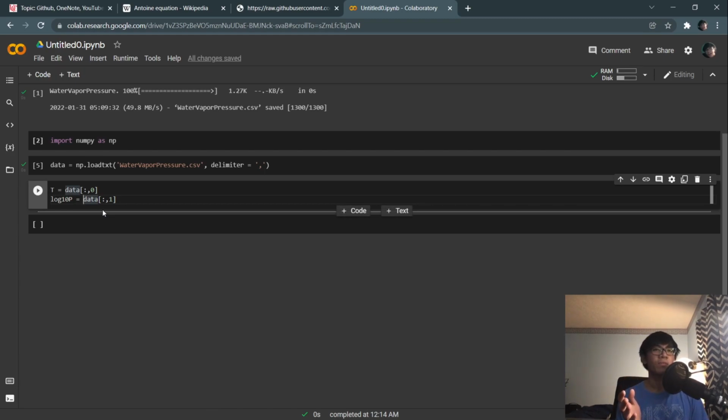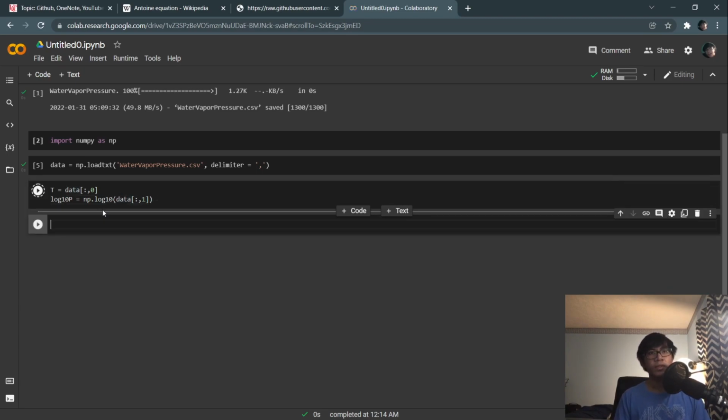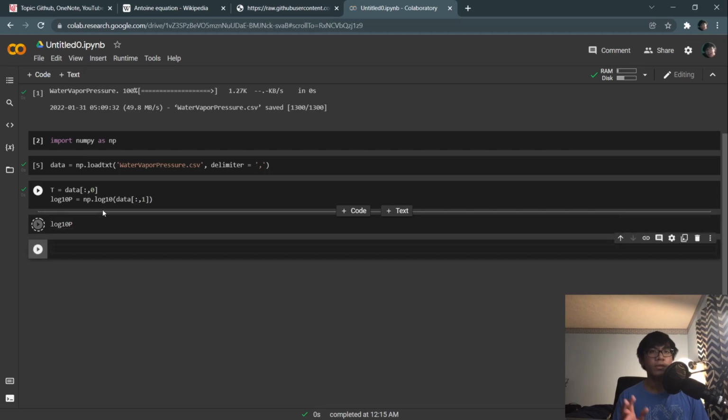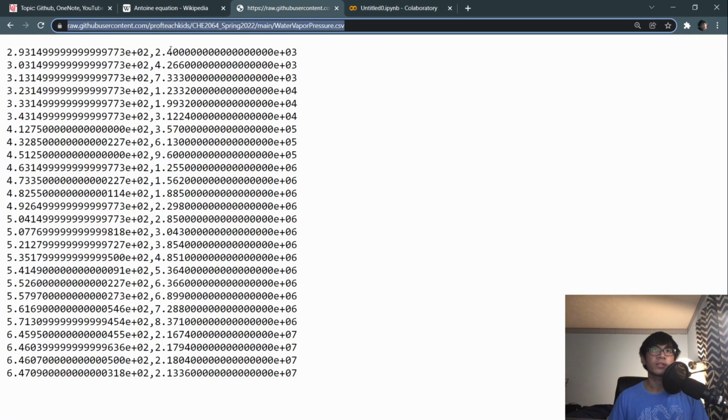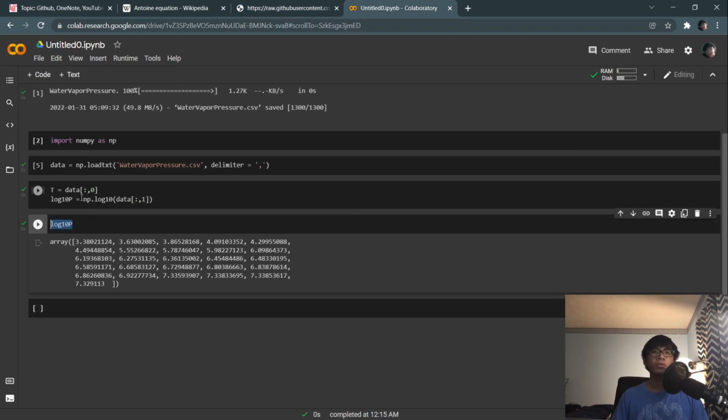But with numpy, we also have some mathematical functions we can use. So I'm going to do np.log base 10 of the array. And what that's going to do will be different values this time of the pressure, but it'll take the log base 10 of those values. See now that they're different, 3.3, 2.4. All right, cool.